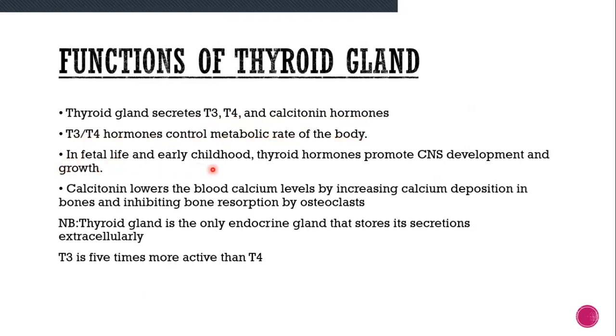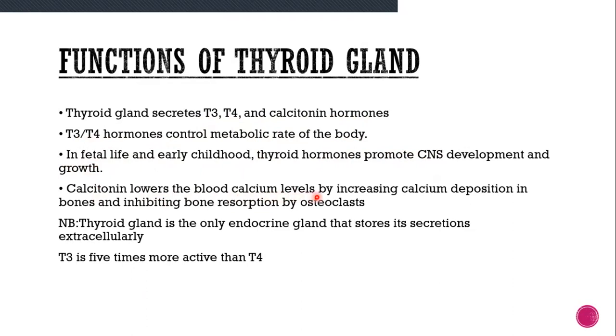Now, in fetal life and in early childhood, thyroid hormones, that is T3 and T4, promote the development of the central nervous system and growth. Now, calcitonin lowers the blood calcium level.